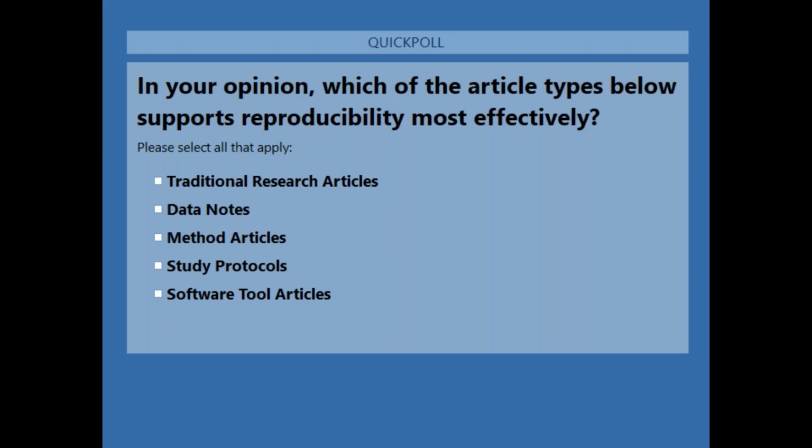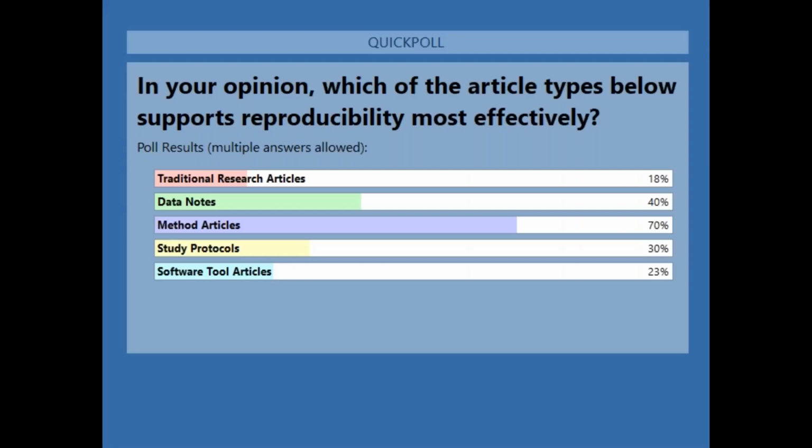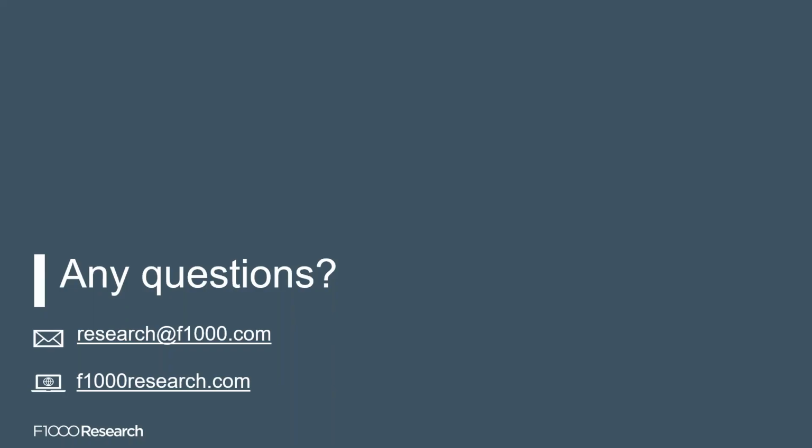Closing the poll now. Yep, thanks, Melissa. Okay, that's great. So we've got method articles, data notes, study protocols, all kind of well ahead of traditional research articles, as well as software tool articles there. So yeah, really great to see that everyone kind of agrees that there's a need for a different range of article types to really tackle the reproducibility crisis. So I think we can move on to some questions now.